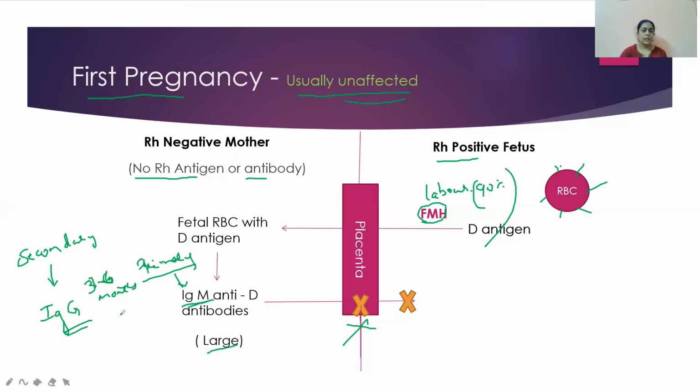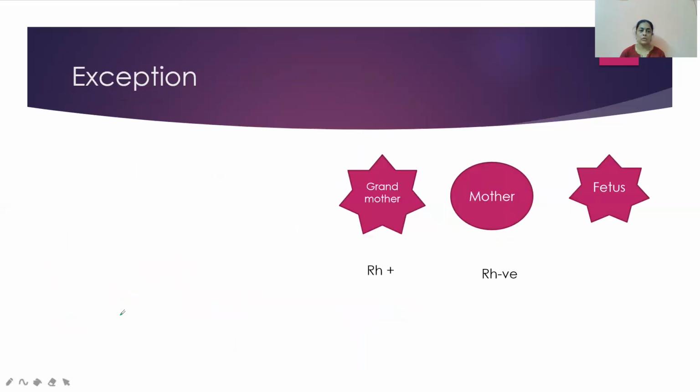Okay, so there are few exceptions for this rule. This rule means I told you the first pregnancy is unaffected. Exception means in the first pregnancy the fetus gets affected. The fetus is affected in the first pregnancy only. Sorry for the bad handwriting. So what are those?